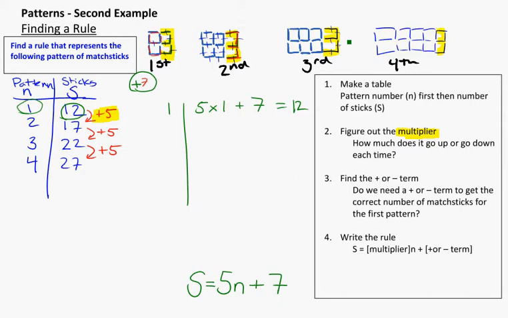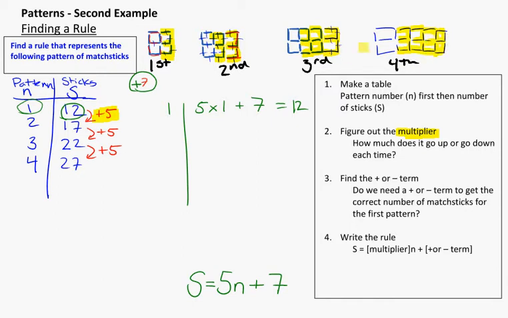So each time I do this, I increase by 5 every time, and I need the 7 from the very start, from the very original thing. Another way to look at it is in terms of this repeated bit, highlighted in yellow. We see that just once in the first pattern, twice in the second pattern, 3 times in the third pattern, and again 4 times in the fourth pattern.